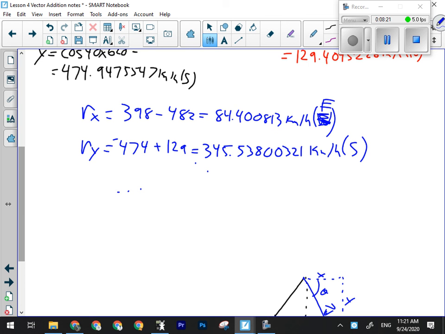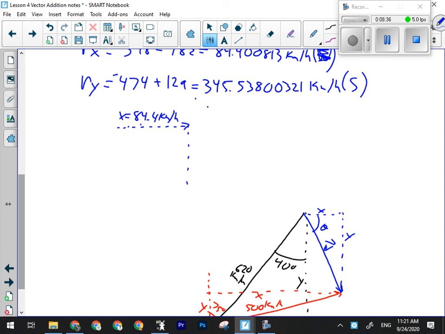Okay, so when I'm drawing this now, I'm going to draw my east component, or x component. It's 84.4 kilometers per hour. And then I'm going to draw my south one, and it's 345, so it's much, much longer, obviously. Something like that, 345 kilometers per hour. And that's south, and then that gives me this resultant. So here's theta, and this would be my average velocity.